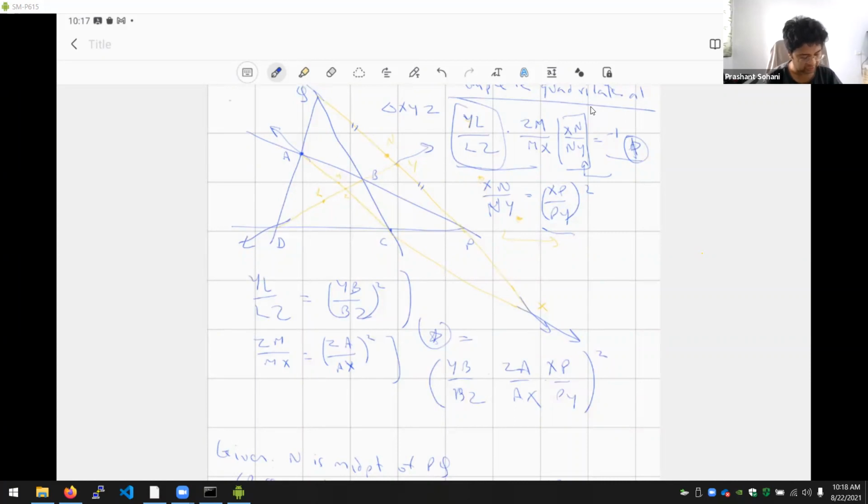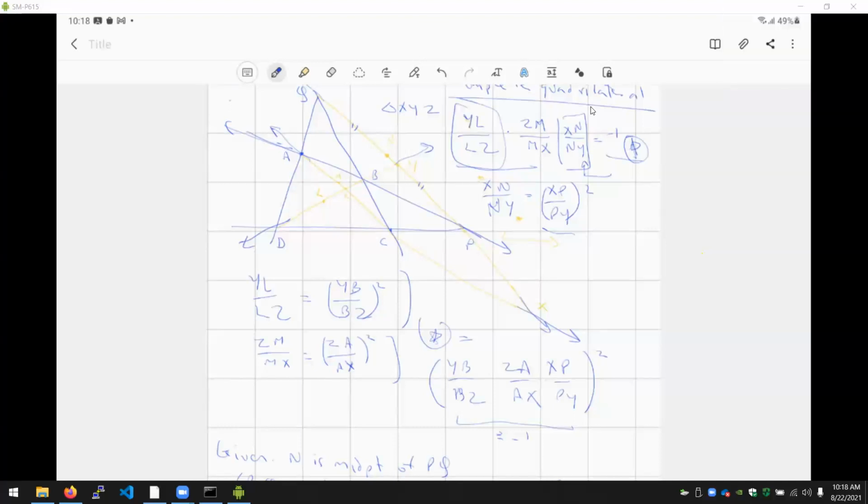So isn't the part inside the bracket equal to -1? Yes, this is equal to -1 because this is nothing but Menelaus's theorem for this line PBA. This is simply Menelaus's theorem for this line. So is there some mistake here? Because then the square will become 1. Let me think if I made some mistake somewhere.